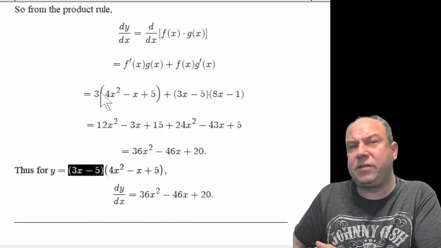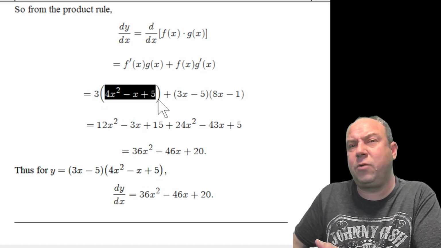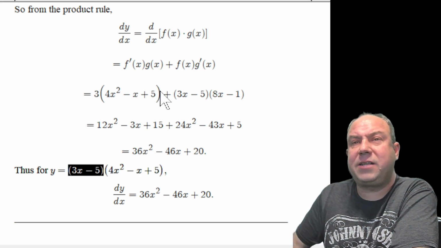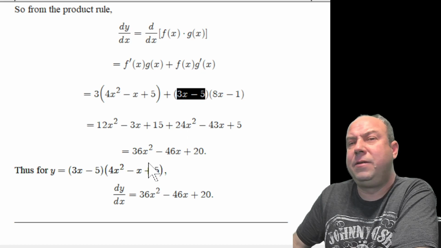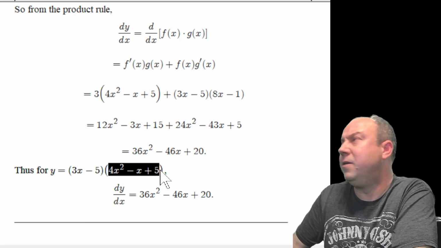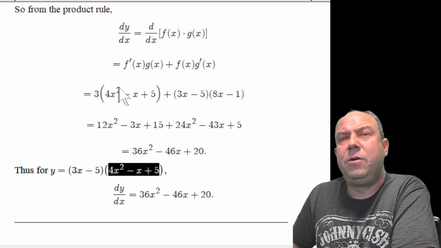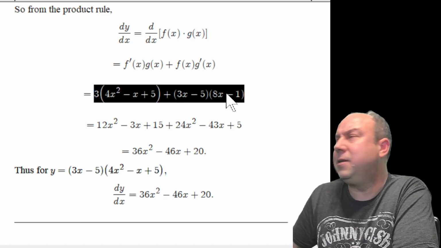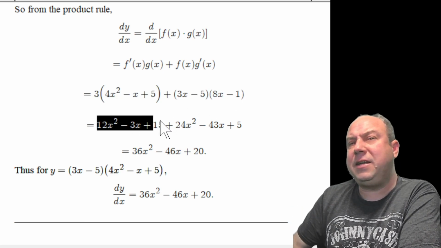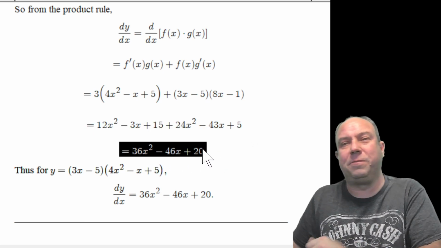We took the derivative of this first factor, that was 3. It was multiplied by our second factor, the 4x squared minus x plus 5. We added that to our first factor, which was 3x minus 5, times the derivative of our second factor, 4x squared minus x plus 5. Once expressed as the result of the product rule, we can then just simplify by expanding and adding together like terms, making sure to do it for every term.